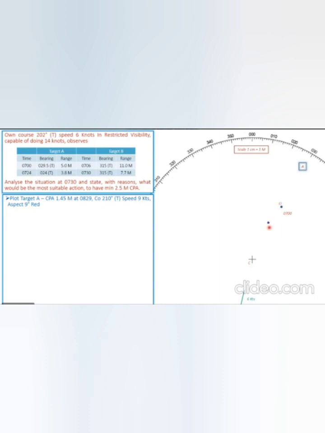Let's plot the second position now. Bearing 024, range is 3.8 miles. Observation is taken at 0724 hours and this relative position is named as A, Alpha. We have the Oscar and Alpha, both the positions plotted now. Let us join them and extend the line. You can see the OA line, Oscar Alpha line extended.